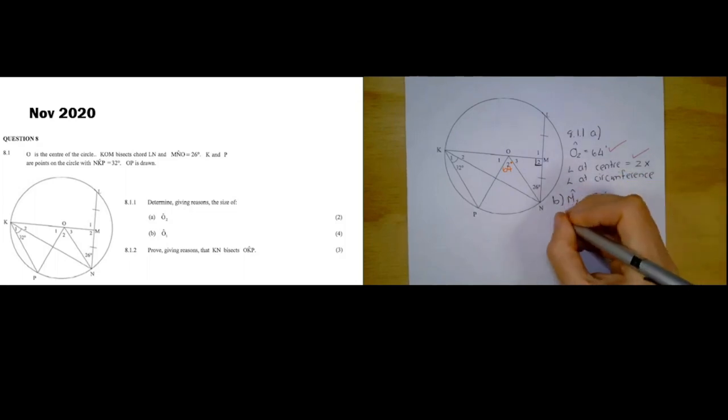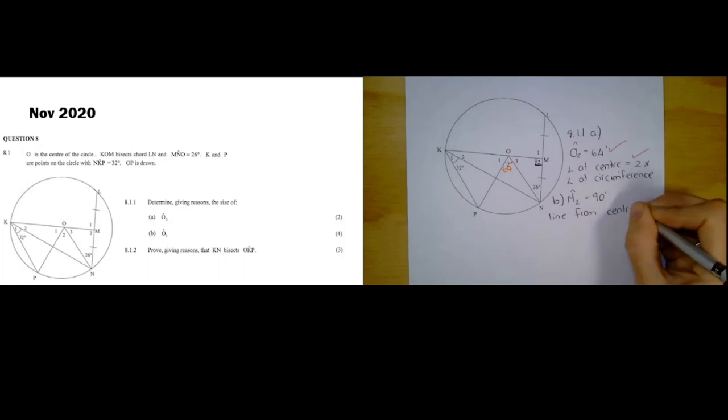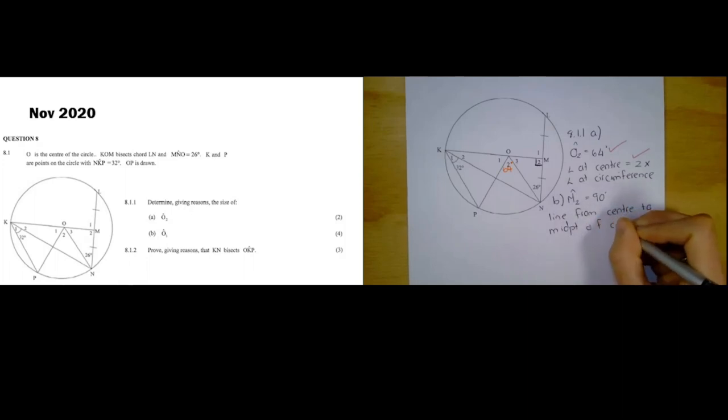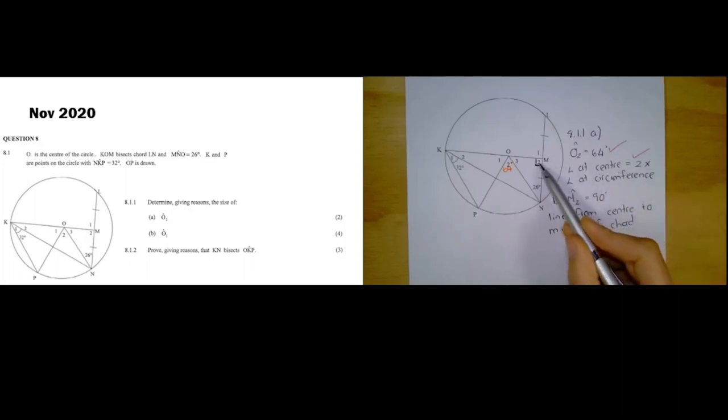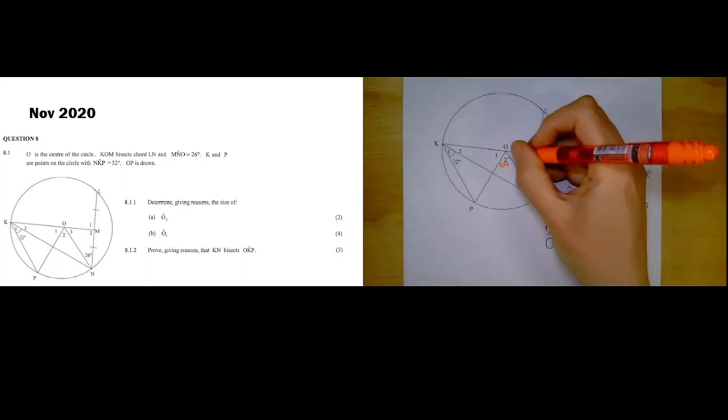And my reason is line from center to midpoint of chord. And I already filled in the 90 for myself. Now it's very easy to get O3. I can use good old-fashioned sum of the angles in a triangle. So O3 is then 180 minus the 90 minus the 26, which gives me 90 minus 26, which is 64 degrees. So I can fill it in, that's also 64 degrees.